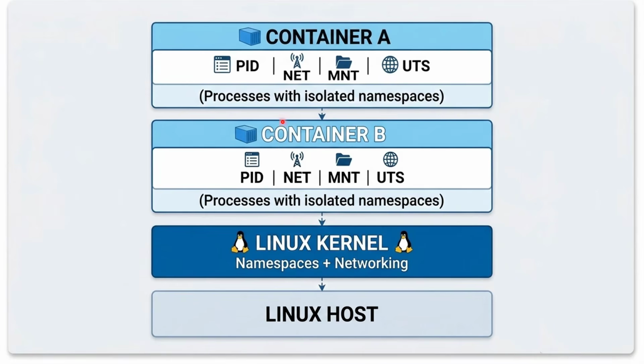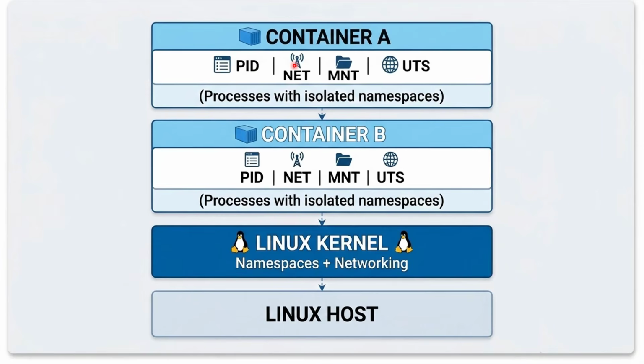Each container is just a process running on the same Linux system, and what makes them feel like a separate machine is something called namespaces. Linux provides different types of namespaces to isolate parts of the system. So let's have a look at that. First we have a PID namespace that isolates the process list. Then we have a network namespace.